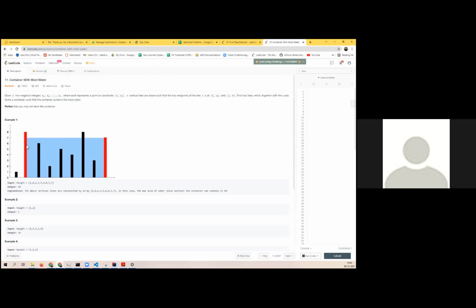Let's take an example. Let's take just the 8, the second one, and 6. What will be the maximum water if we consider this as a container, with height 8 and height 6?